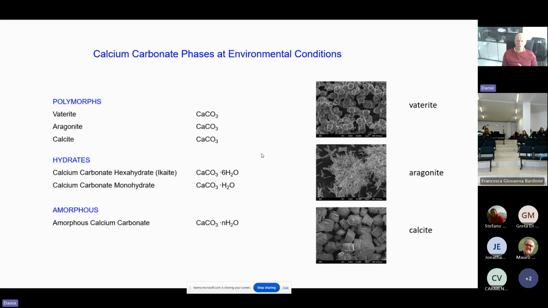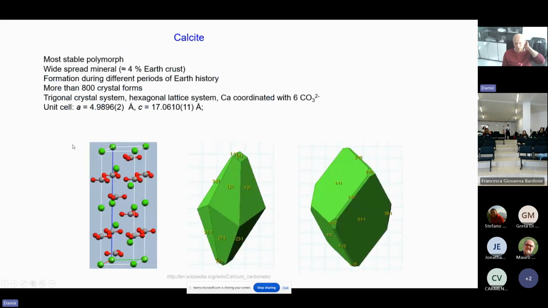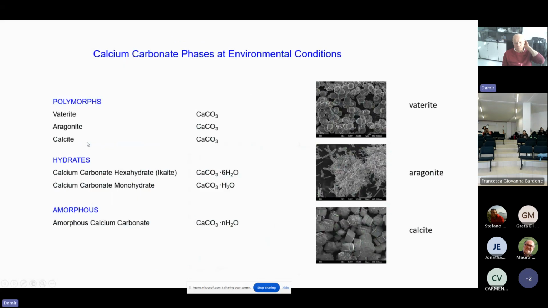About polymorphs and forms of calcium carbonate and environmental conditions. Probably most of you know that calcite is the stable modification. Aragonite and vaterite are other polymorphs. You can see some micrographs of vaterite, aragonite, and calcite. They're really typical. Also, calcium carbonate appears in the form of hydrated modifications, like calcium carbonate hexahydrate, ikaite, and calcium carbonate monohydrate. They are not so widespread around the world, but there are some occasions.